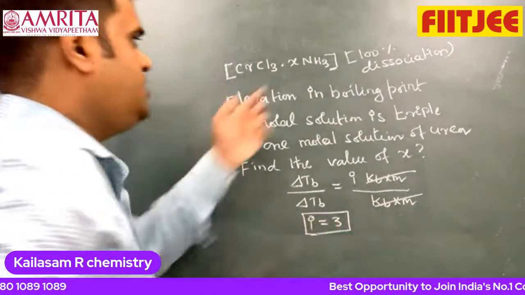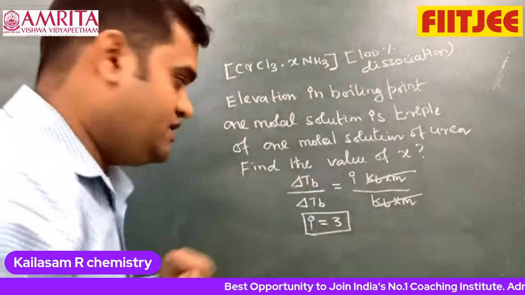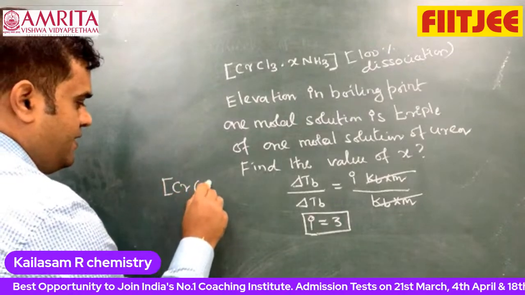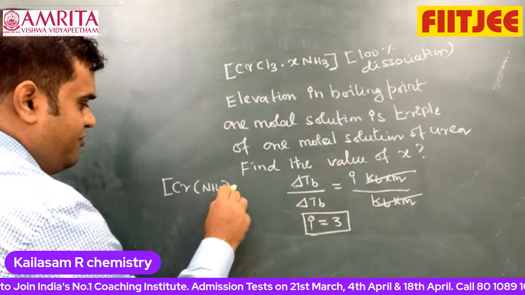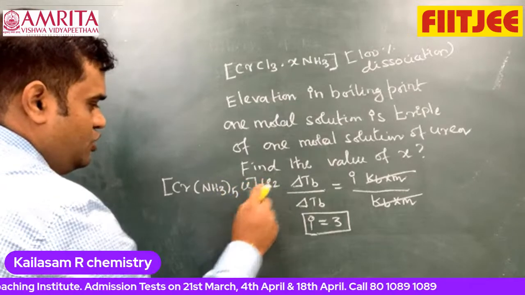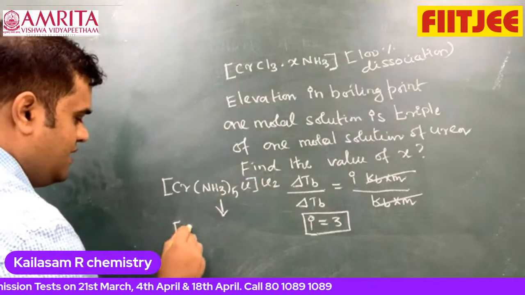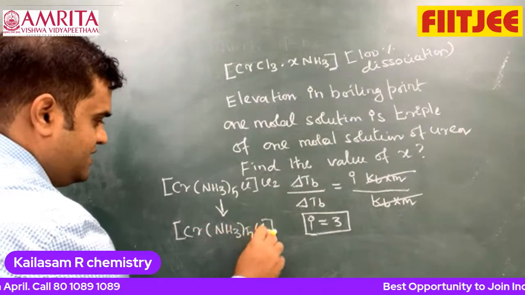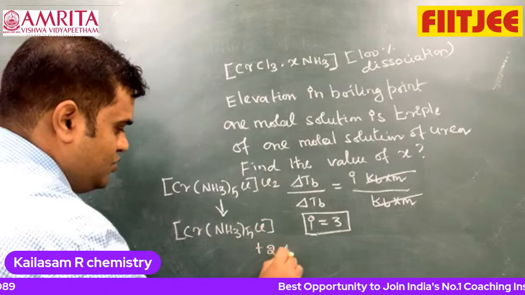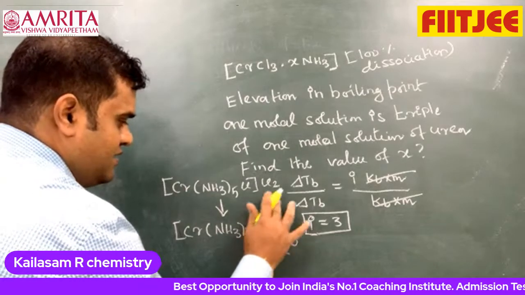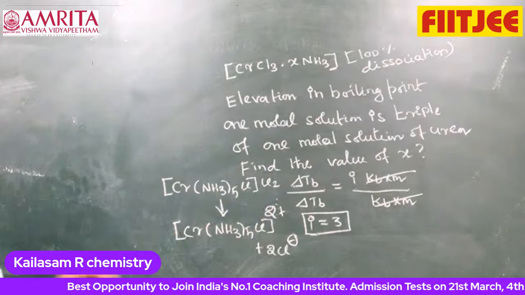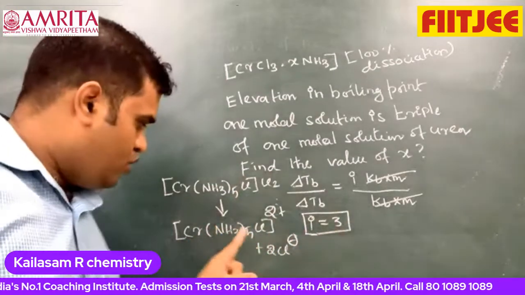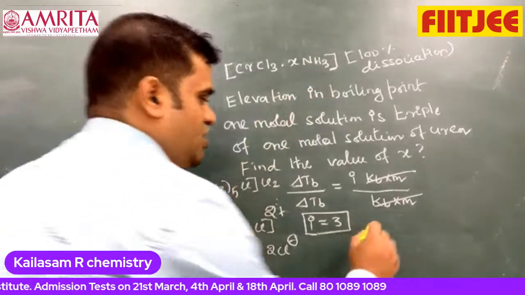When i equals 3, what must be the x value? Look at this. Now we can write it as [Cr(NH3)5Cl]Cl2. Now I can say that [Cr(NH3)5Cl] plus 2Cl minus. Look at this. Now what we can say is that here 2 ions, here 1 ion, therefore i must be 3. So what must the value of x be? x is equal to 5.